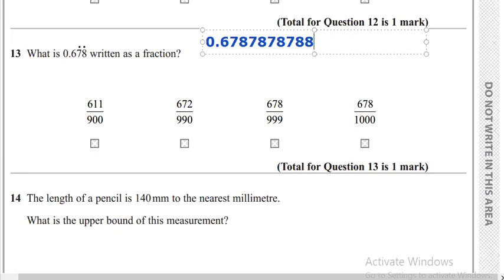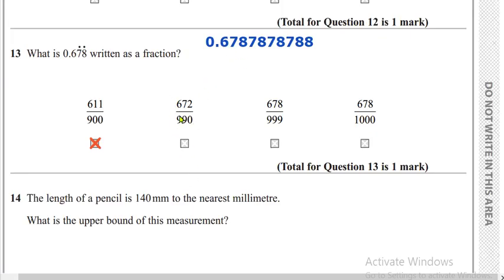Okay. So now you can come to the calculator and check. You can put 611 divide 900. This will give you 0.678888888. We need a 787878. So this is not the answer. This means the first one is not the right answer. As I said, just check with the calculator.